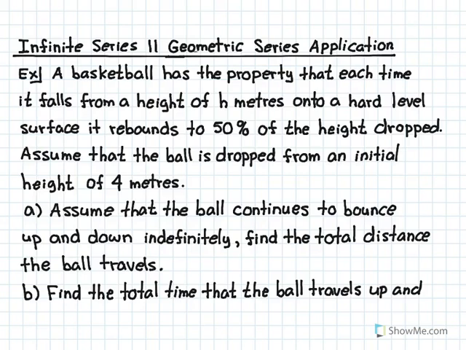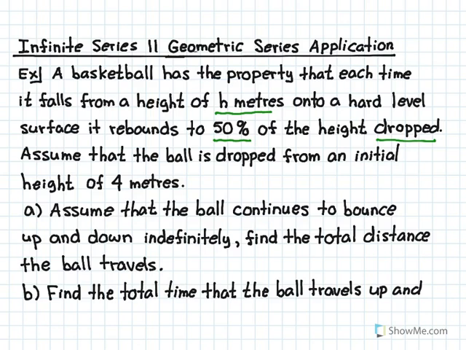In this video, we're going to look at an application of geometric series. A basketball has the property that each time it falls from a height of h meters onto a hard level surface, it rebounds to 50% of the height dropped. That means 1/2 of the previous height. And of course, the reason is that this is due to frictional losses. As the basketball hits the ground, it loses energy due to friction.